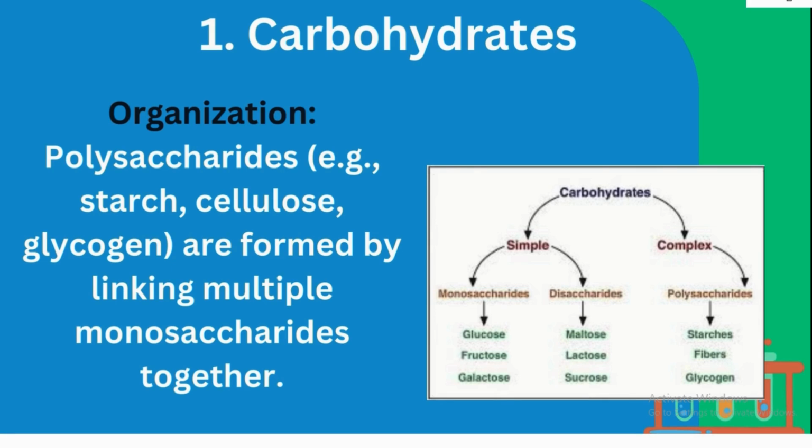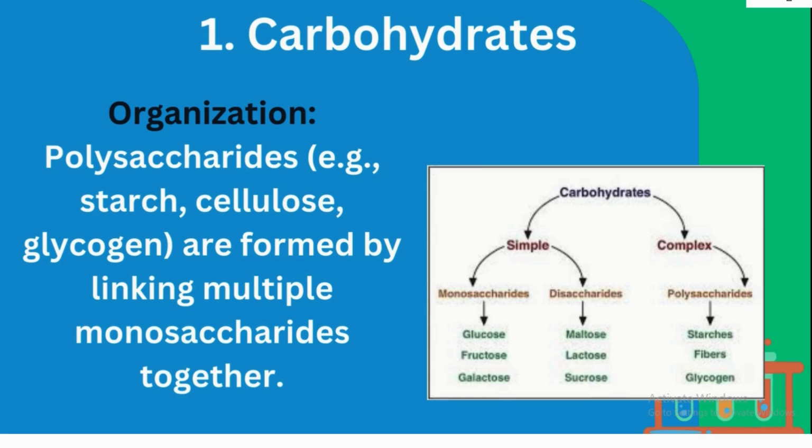Now all these monomers when combined with each other make the organization of the carbohydrates, which we call the polysaccharides. Poly means many and saccharides mean the chain of the carbohydrates. The common examples of the polysaccharides are the starch, cellulose, and the glycogen. They are formed by linking multiple monosaccharides together with specific linkage bonds. This diagram represents that carbohydrates have been divided into the simple carbohydrate and the complex carbohydrate.